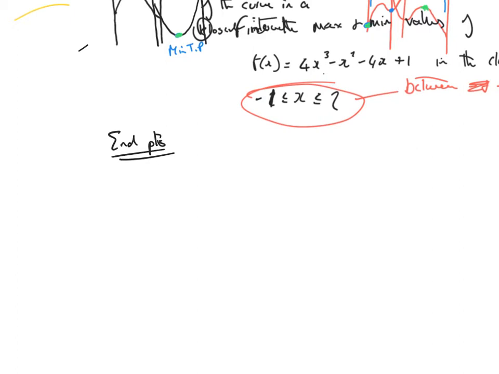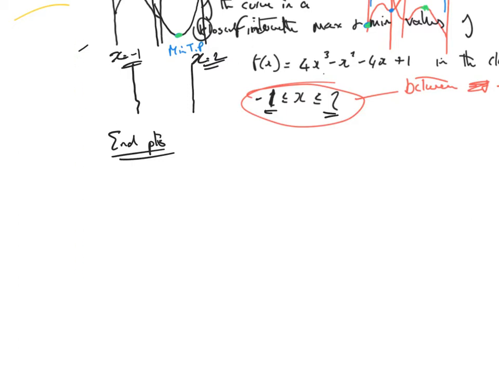Now what that means is we're looking at a snapshot of this curve, whatever it looks like. We're looking at a snapshot between x equals minus 1 and x equals 2. Okay, so the curve exists beyond that snapshot, but we're only interested in the snapshot between minus 1 and 2.